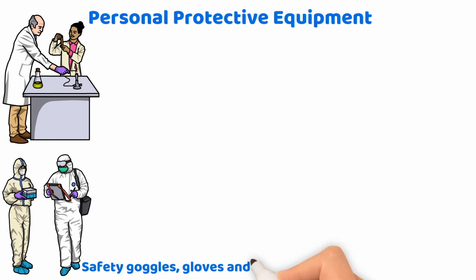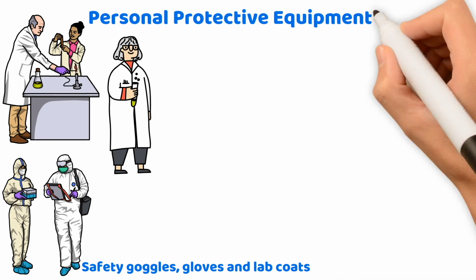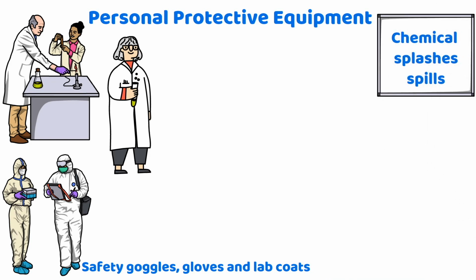Safety goggles, gloves, and lab coats aren't just accessories. They are essential tools that protect against chemical splashes, spills, and other hazards.